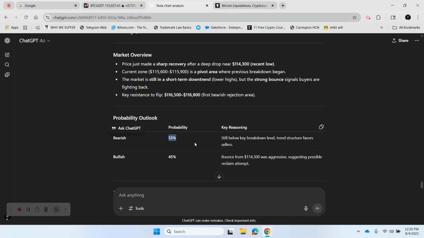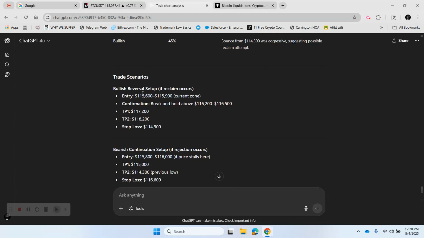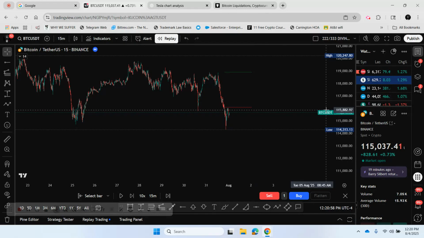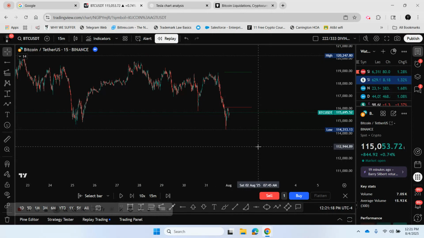So right now it says 55% probability that it's going to be bearish. But let's see what trade scenarios they give. Bullish reversal setup if reclaim. Entry 115,600 to 115,000. So that's the current zone. Oh, I'm sorry, this is the bullish. If it breaks and holds above 16,200 and 16,500, the TP is 17,200. So we need 16,200.